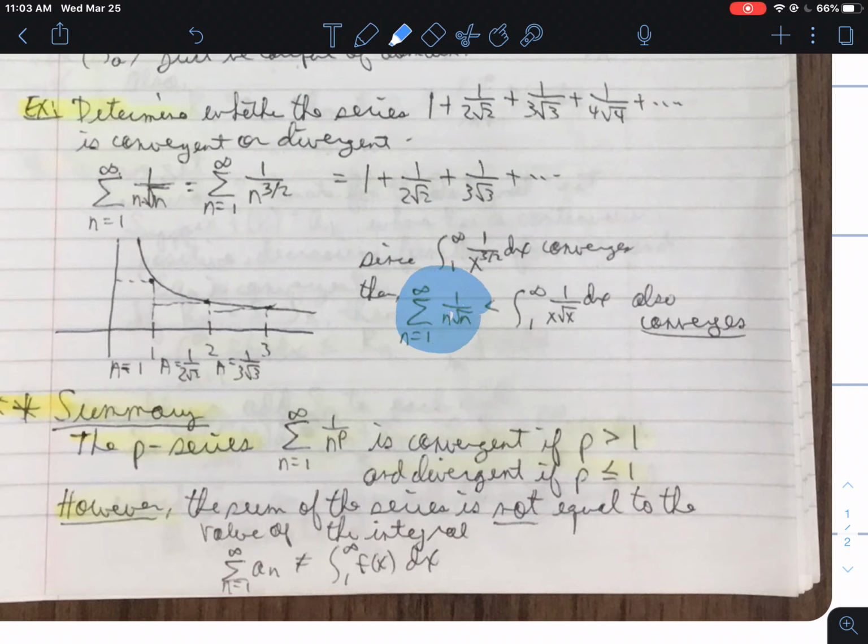Because the sum of that series is less than a convergent integral. Okay.